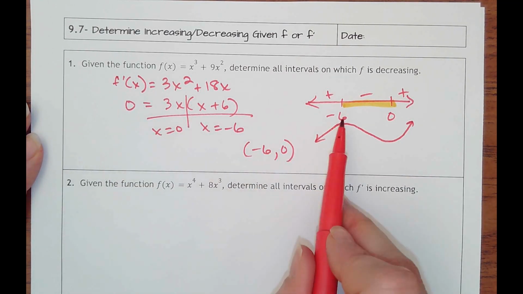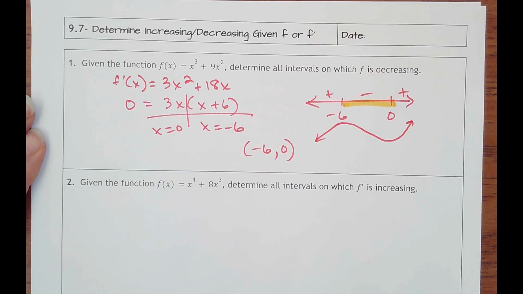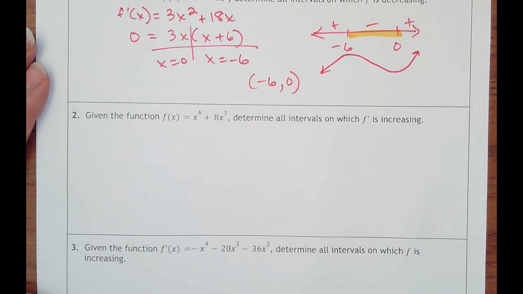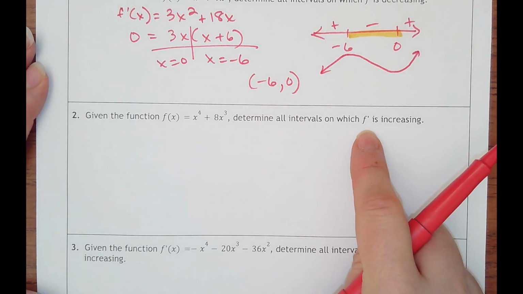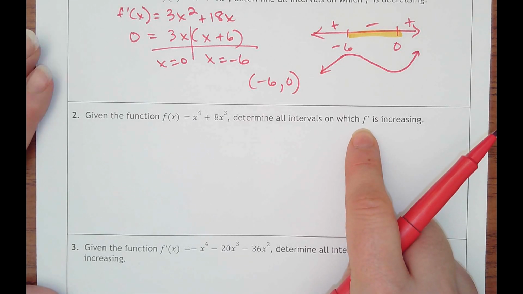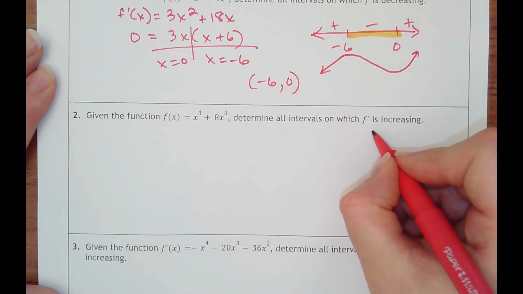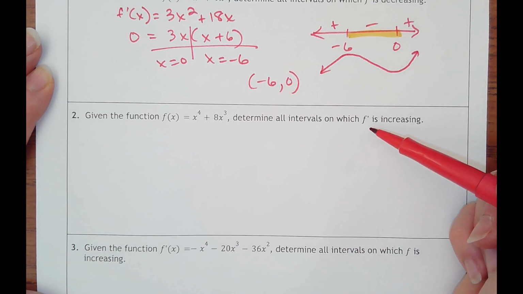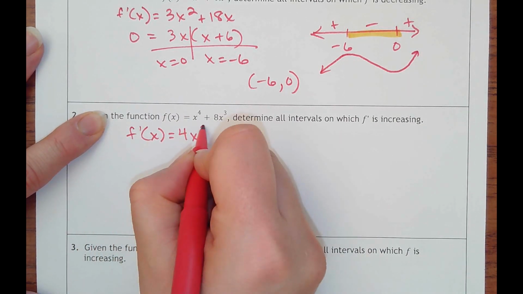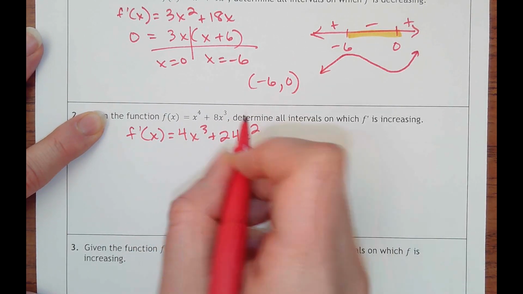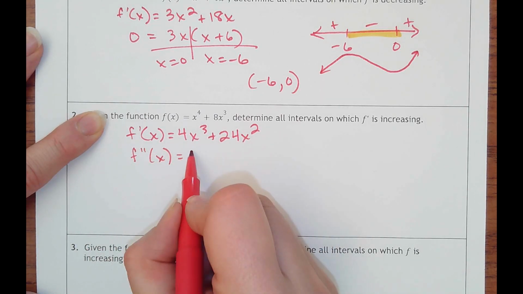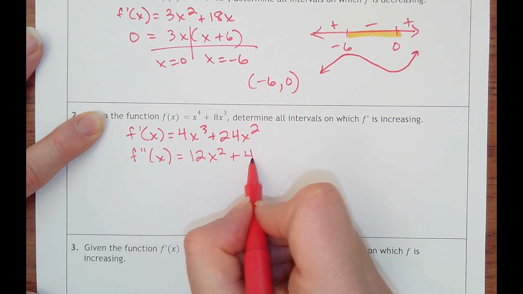So taking the derivative tells you if it was increasing or decreasing. Number 2 gives us f of x again, but it wants where f prime is increasing. So we're going to have to go up a level past this, because this is the slope. We now need to find out the slope of the slope, or the second derivative. So f double prime will let us see what this is doing. Okay, so f prime of x equals 4x cubed plus 24x squared. Now go up another level to tell us the slope of this, which would be 12x squared plus 48x.